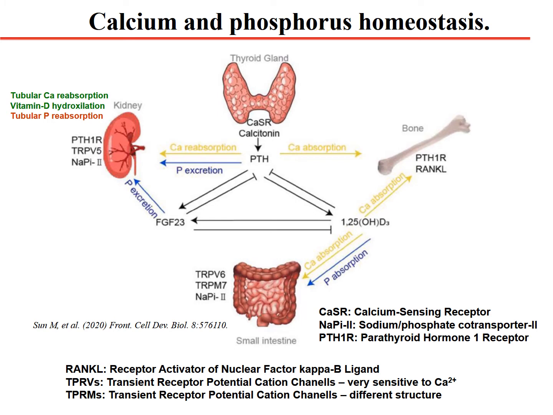Now, what regulates calcium and phosphate homeostasis? There are at least three different hormones.